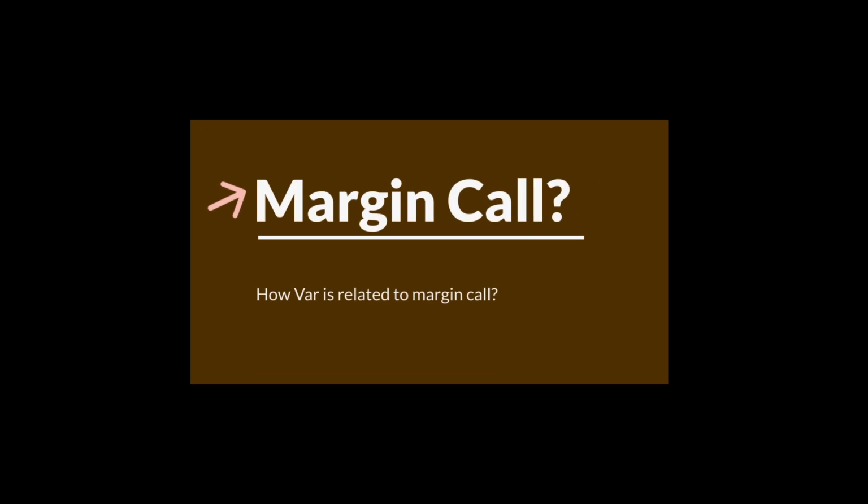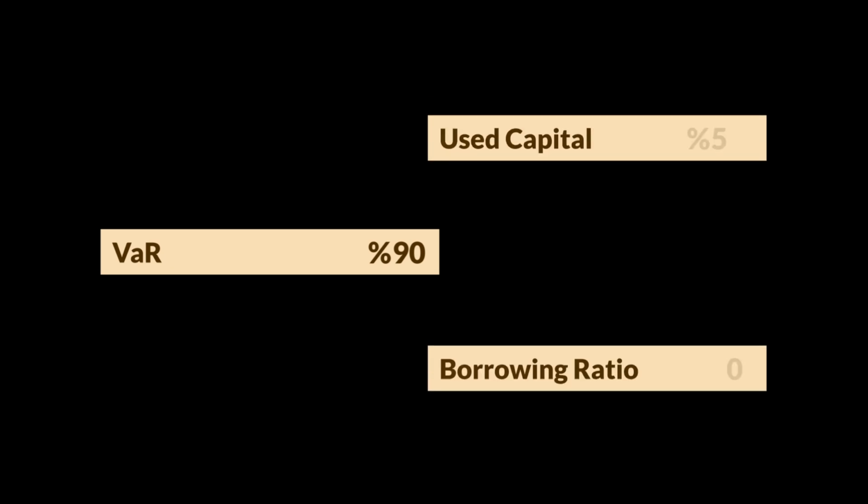Now, how is it related to the margin call? How is VaR, the number we just calculated, related to margin call? Well, that depends on so many things. If, let's say, my VaR is 90%, then it also depends on my borrowing ratio and how much of my capital is used during the day. I just put in some random variables. Let's say my used capital is 100% and borrowing ratio is 10. It is so different if I don't use all of my capital, let's say 10% of it, and my borrowing ratio is 1 to, I don't know, 2.